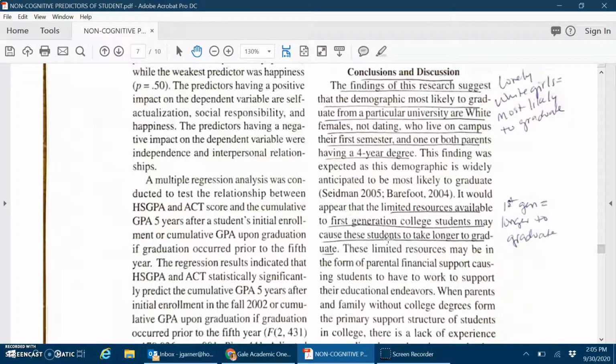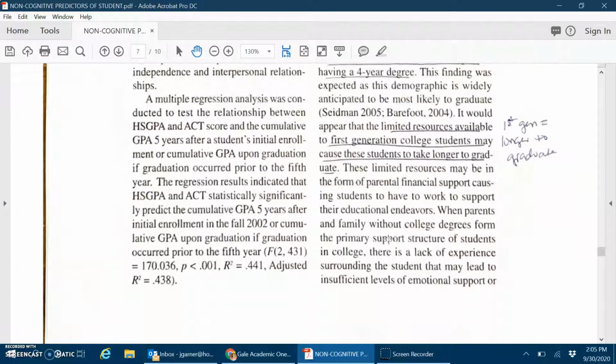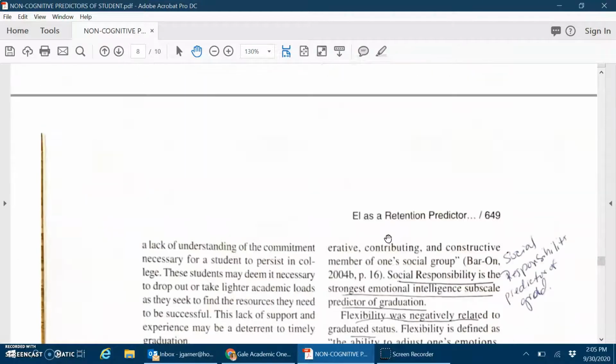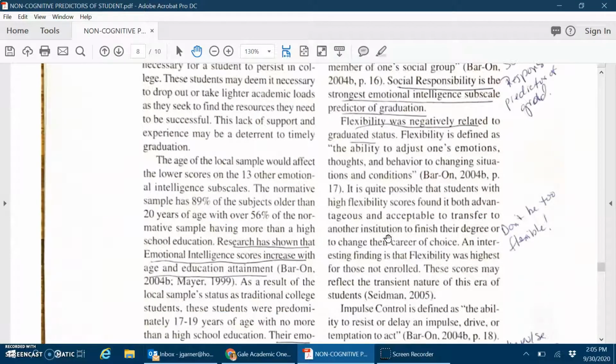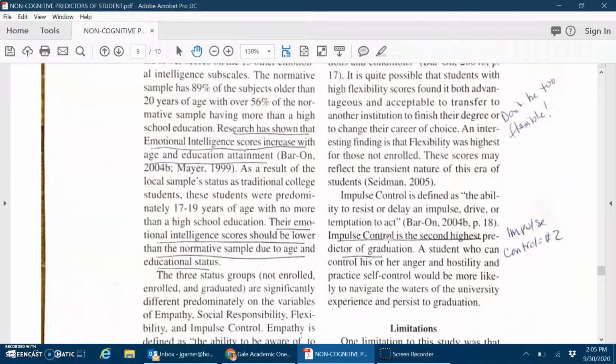All right, this is where we get our results. Basically, lonely white girls are the most likely to graduate, people who aren't dating. It's harder for first-generation college students. Oh, my dog is here wanting to go out, so I'm rushing through before she starts to bark.